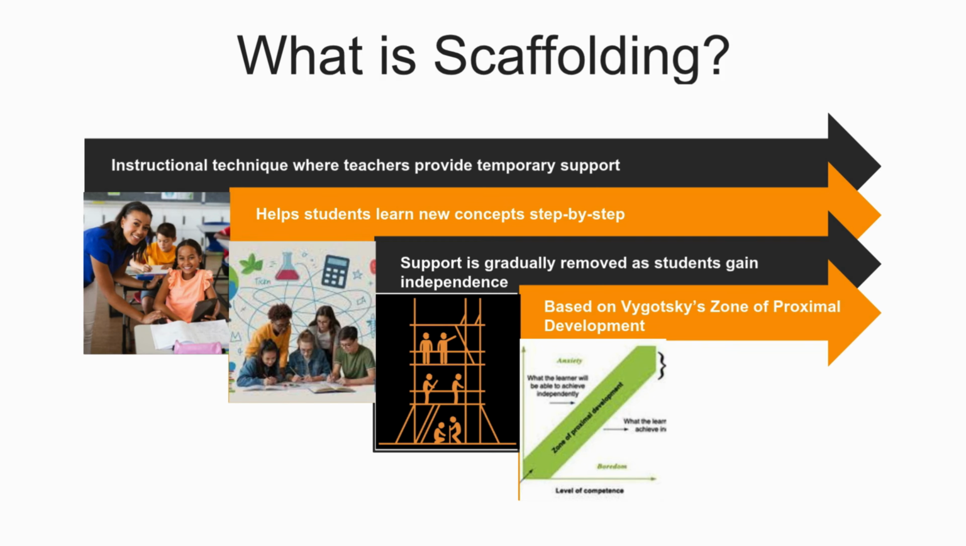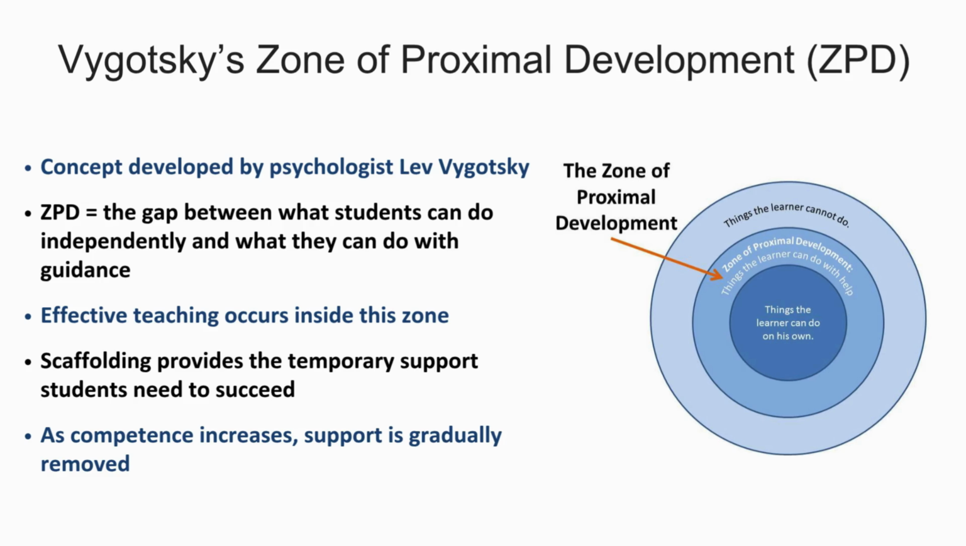And this is based on Vygotsky's zone of proximal development. So basically, what can the students do on their own? What can they do with support? And what can they not do independently? You want to be in the middle, and we're going to get into that a little bit more right here. ZPD, the zone of proximal development.